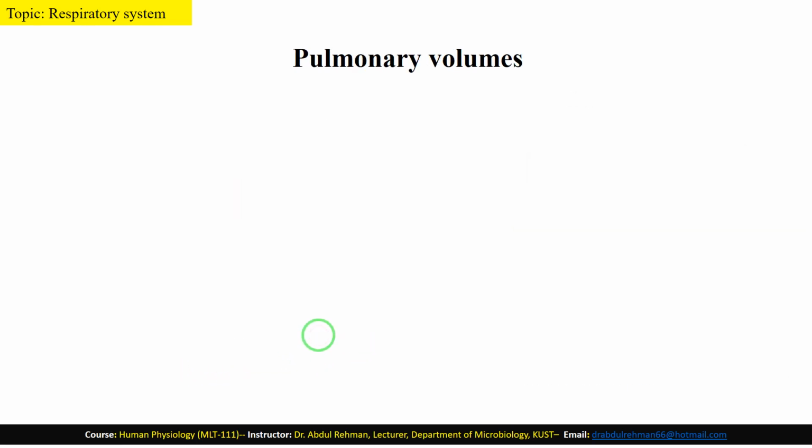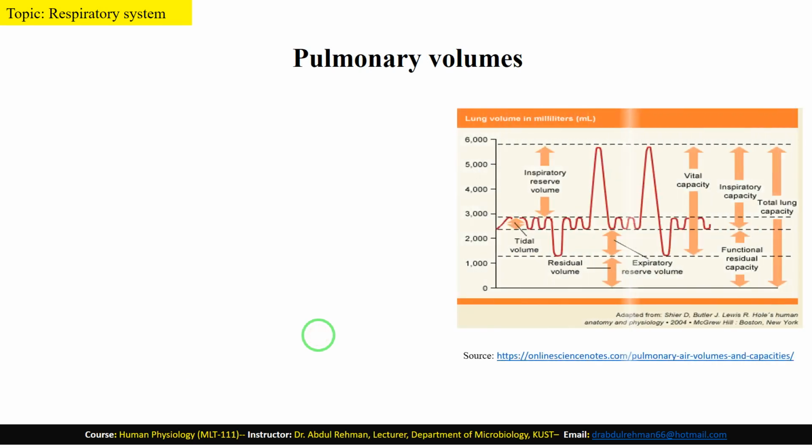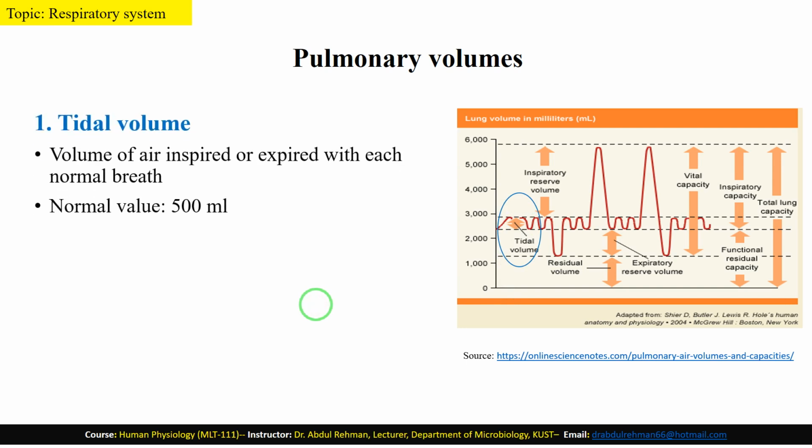After lung pressure, the next is pulmonary volume. During respiration, different pulmonary volumes and pulmonary capacities are used to understand the basics of respiration. Among pulmonary volumes, the first one is tidal volume. Tidal volume is the amount of air that a person can inhale or expel during normal breathing, and its range is 500 ml. The next is inspiratory reserve volume.